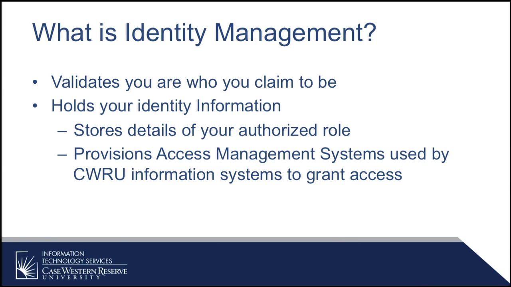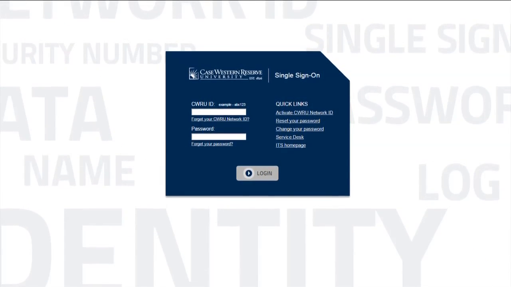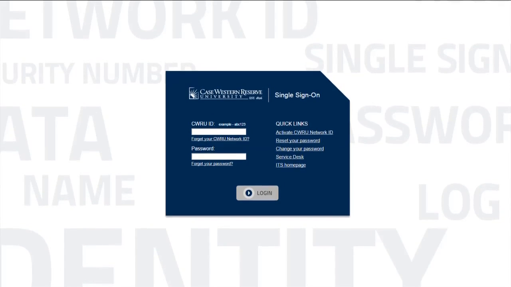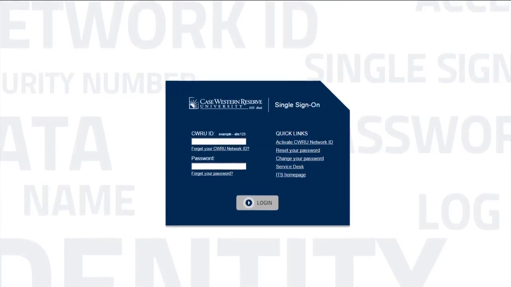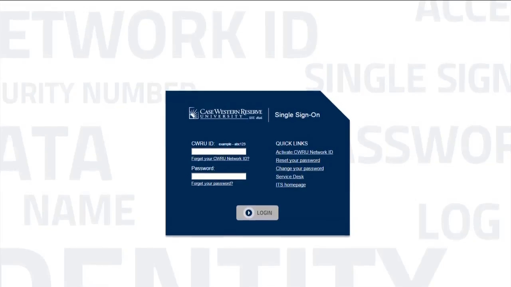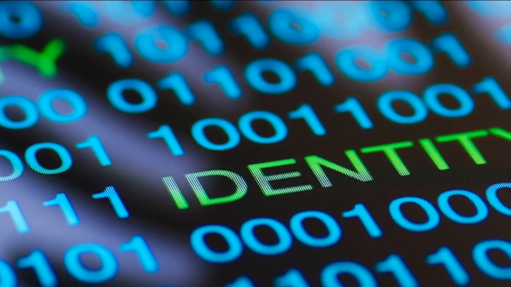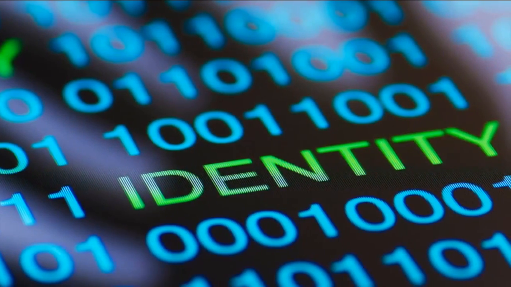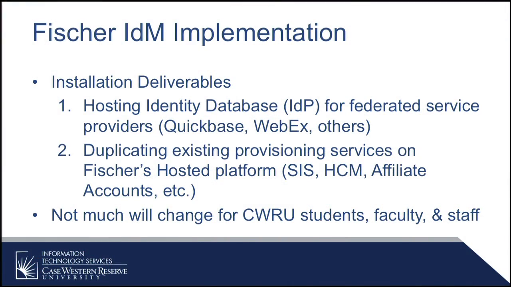That's right. The information system basically holds not just your user ID and password, though. It has also other information about you, such as your role within the university and various other information about you that can be used by other systems as needed. So it's a very robust system. And then this project is going to put our identity management processes onto a vendor-hosted platform.